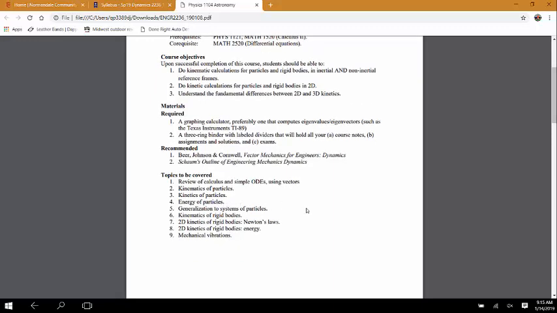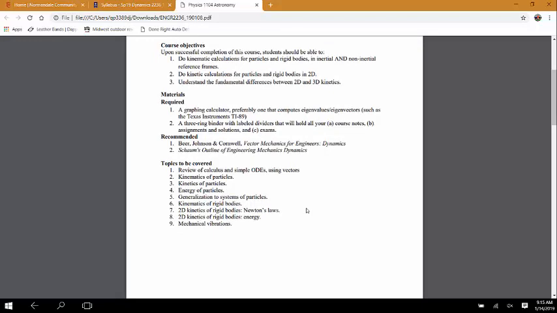And what are we going to cover? Largely this class is just going to be more advanced, more detailed versions of the things you did in Physics 1. So I'm going to start out with a little review of calculus that'll get you used to my notation, the way I do vectors, and what you need to know about ordinary differential equations. And then we'll go into kinematics of particles, kinetics of particles. We won't spend too much time on that stuff. And then most of our time is going to be spent on rigid body analysis.